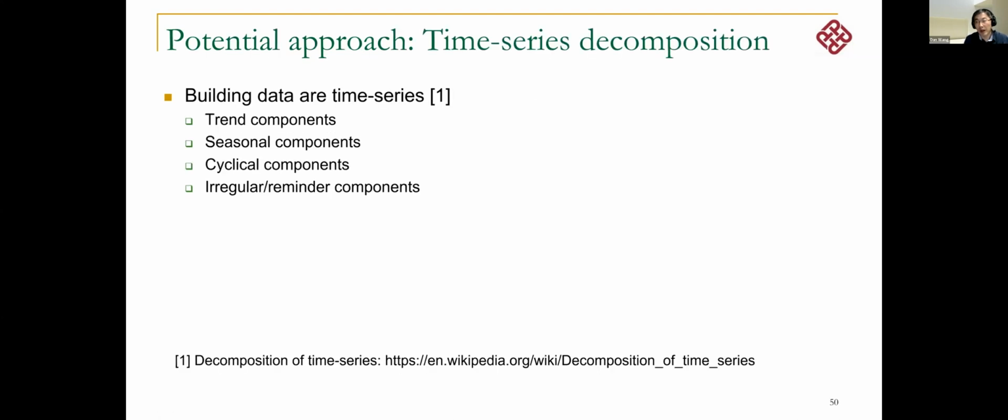So we look into an approach of time series decomposition. Building data are basically time series data. So in theory, time series data can be decomposed into 4 components. The first is trend. The living cost is always increasing and our salary remains unchanged. So that's trend. Number 2 is the seasonal component, periodic and repeated. The third one is cyclic, periodic but non-repeated. And the fourth one, the remainder component, basically non-random noise.